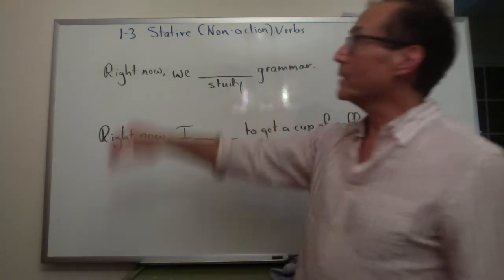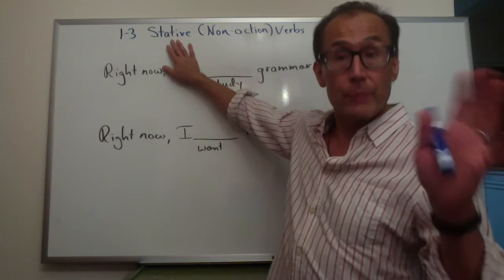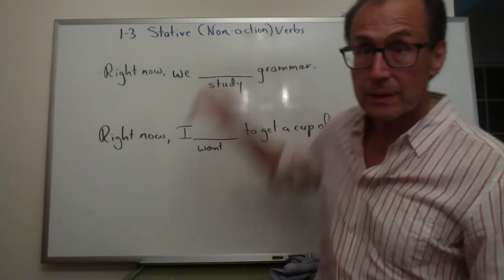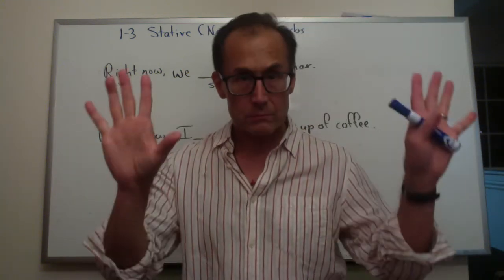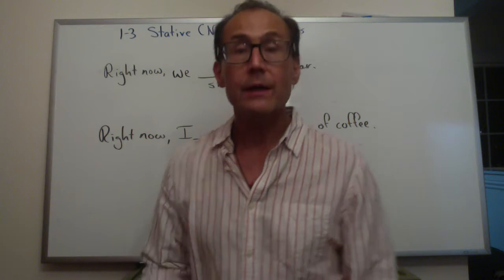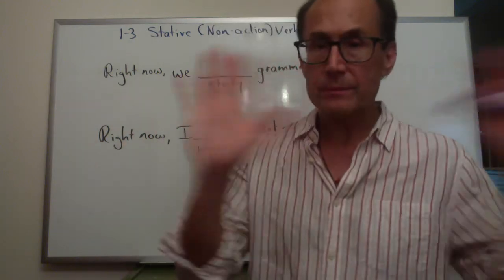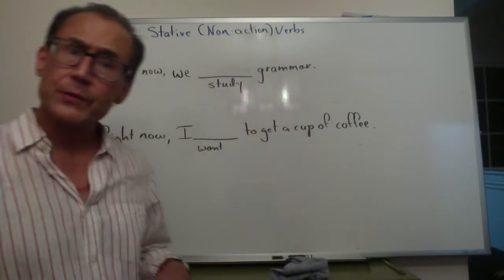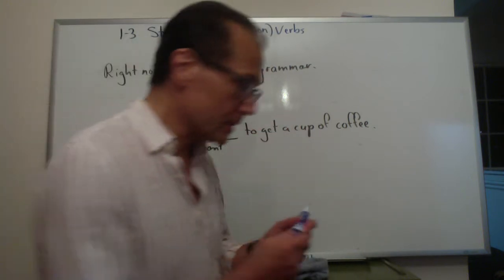Today we're going to be talking about Chart 1-3 in the Blue Azar book, 5th edition, and that is talking about stative verbs. You might also have heard of these called non-action verbs. If you see the two words, they mean the same thing. Stative verbs, non-action verbs, the same. So let's take a look at a couple of sentences to get started.